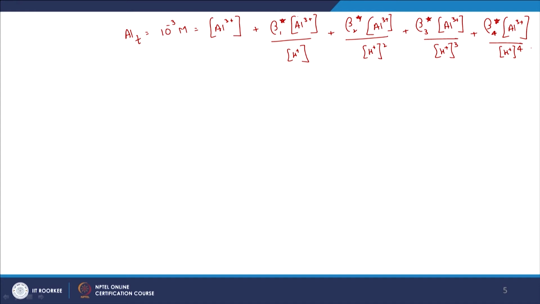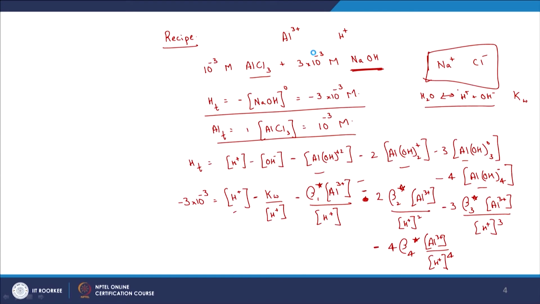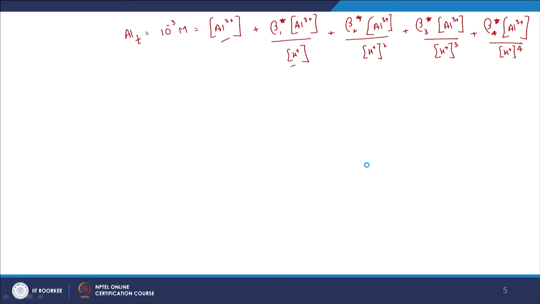So again we now have a second equation with two unknowns. Again they are Al3 plus and H plus, and here we had another equation with H plus and Al3 plus. So two unknowns and two equations.